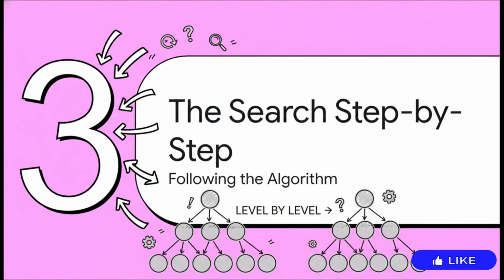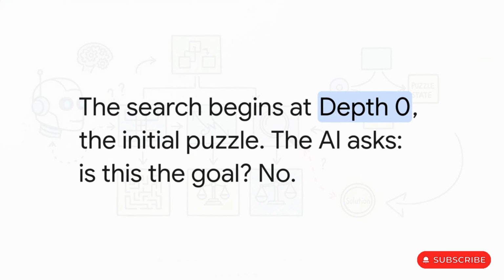All right, enough with the theory. Let's actually watch this blind search do its thing. We're going to follow the algorithm step by step as it just methodically plows through the possibilities level by level. So the search begins at ground zero, or what the algorithm calls depth zero. This is just our starting puzzle. The AI asks itself exactly one question. Is this the goal? Obviously the answer is no, so it knows it has to go deeper.